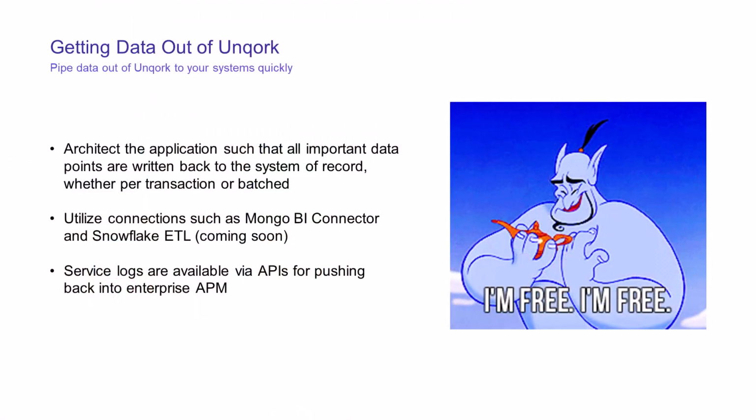Getting data out of Unqork is also very easy, which is one of the reasons why we don't treat it as a black box or another system that you need to worry about in your architecture. And that is a big advantage. There's a lot of concern around vendor lock-in or platform lock-in. The ability to get your data out of Unqork, whether it's for BI purposes or to push to a system of record, is very simple.